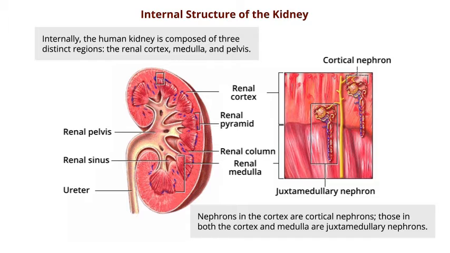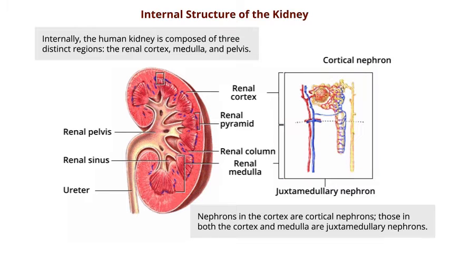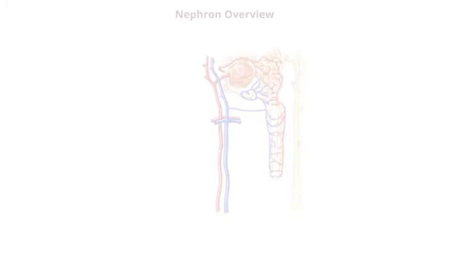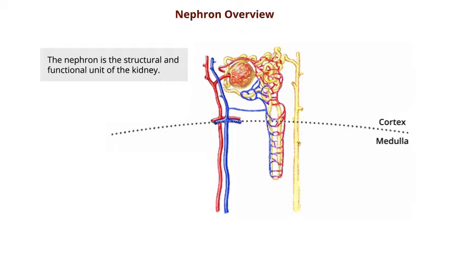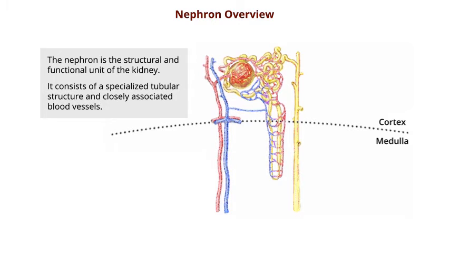Let's take a look at the structure of a nephron in greater detail. Here you see a juxtamedullary nephron. The nephron is the structural and functional unit of the kidneys. It consists of a specialized tubular structure and closely associated blood vessels. Let's trace the blood flow to and from a nephron.